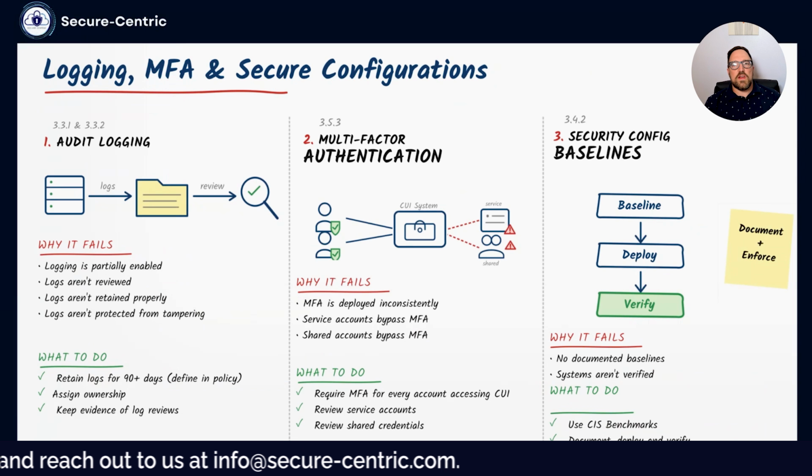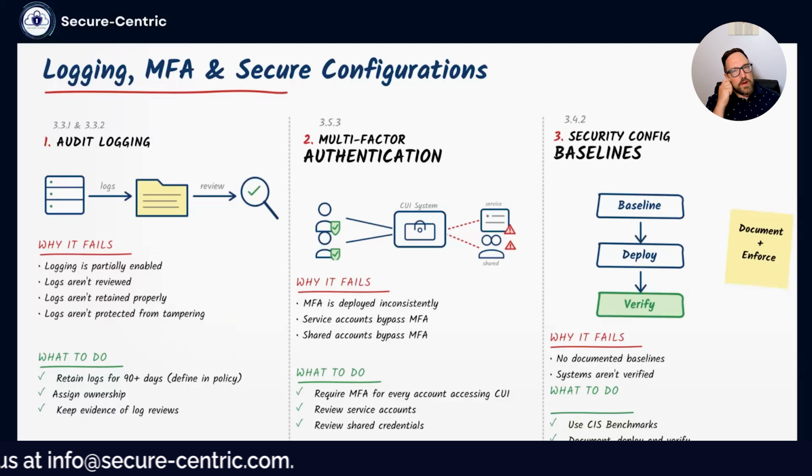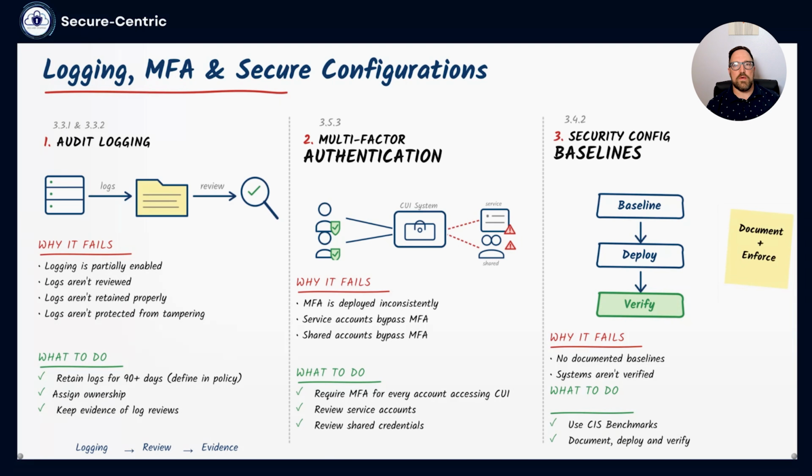All right, the first set of controls, 3.3.1, 3.3.2, around audit logging. Why does this one fail consistently? Companies believe that having logging turned on is the same thing as having an audit log program, right? And it isn't. Logging turned on means data is being captured, but an audit log program means that someone's actually reviewing it, retaining it properly, and protecting it from tampering. That's what the control says, right?